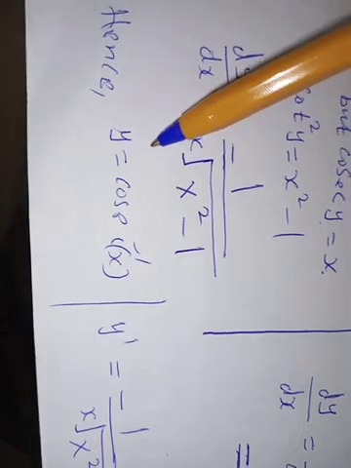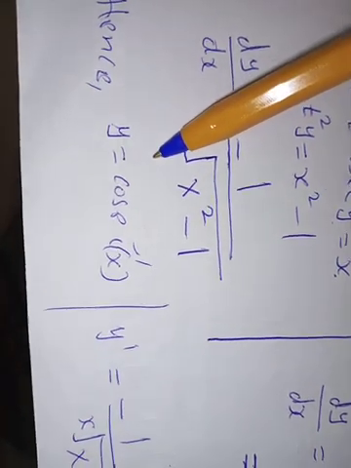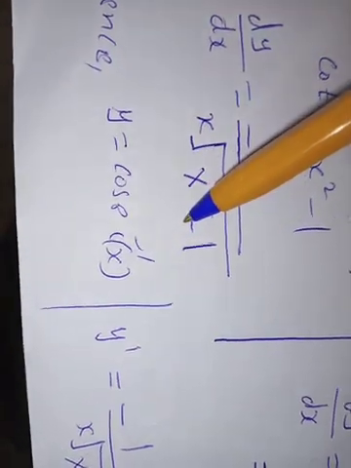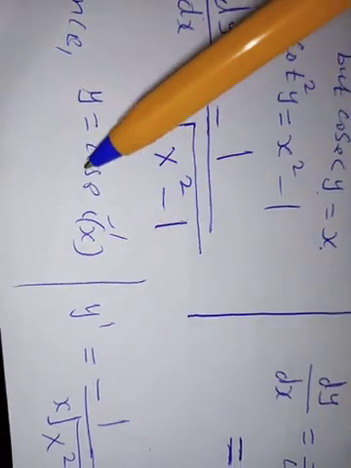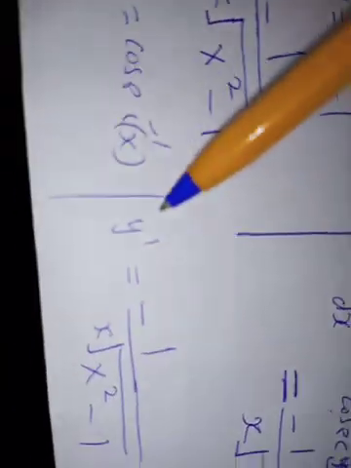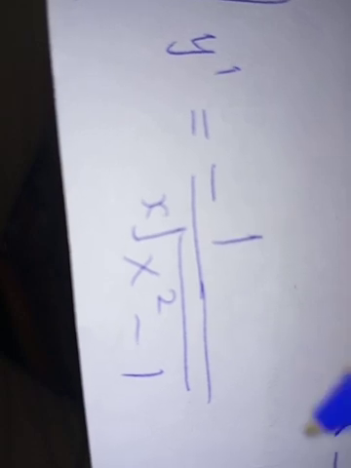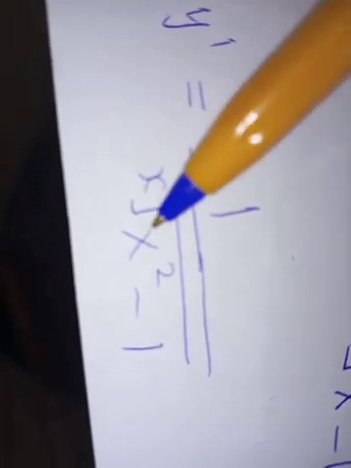Hence, y is equal to cosec inverse of x. Then the derivative is equal to negative 1 over x multiplied by the square root of x squared minus 1.